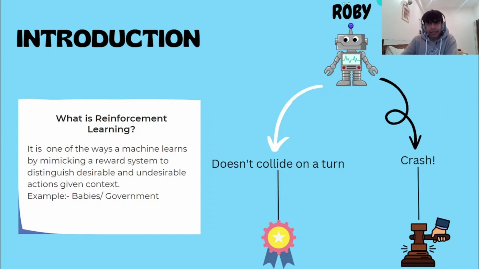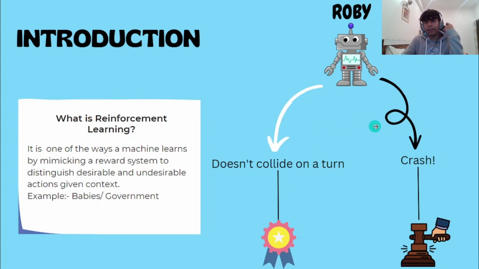So let's take a very simple example. Robbie is a very cute robot and he's learning how to walk. And we make a very simple training algorithm for the same. We suggest that if Robbie crashes, we will give him a punishment. And if Robbie comes across a turn and he does not collide, then we'll give him a prize. So this is a very simple algorithm for training a robot how to walk.